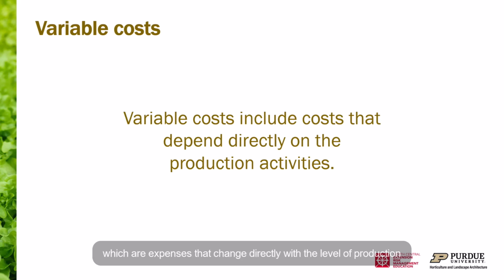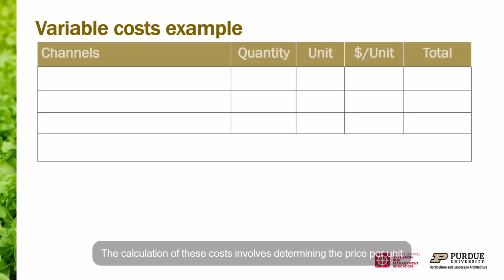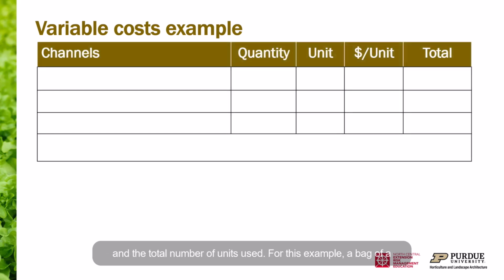with the level of production on the farm. The variable costs include expenses that are commonly used in spinach production and spinach production under high tunnel, such as seeds, compost, manure, fertilizers, soil amendments, herbicides, insecticides, fungicides, other pesticides, paper pots for seedling protection, boxes, bags, seedlings, or seed treatment. The calculation of these costs involves determining the price per unit and the total number of units used.